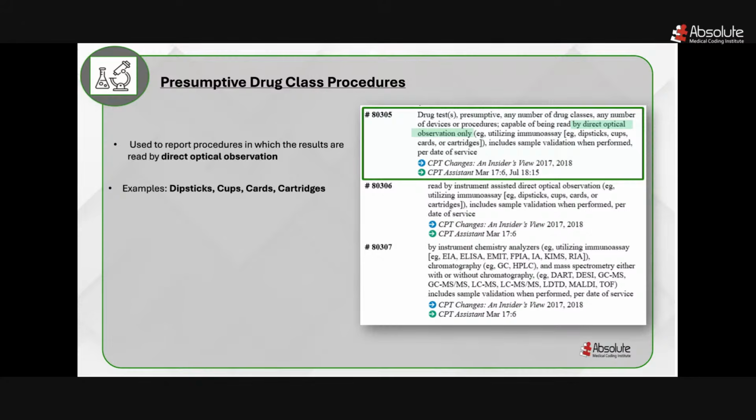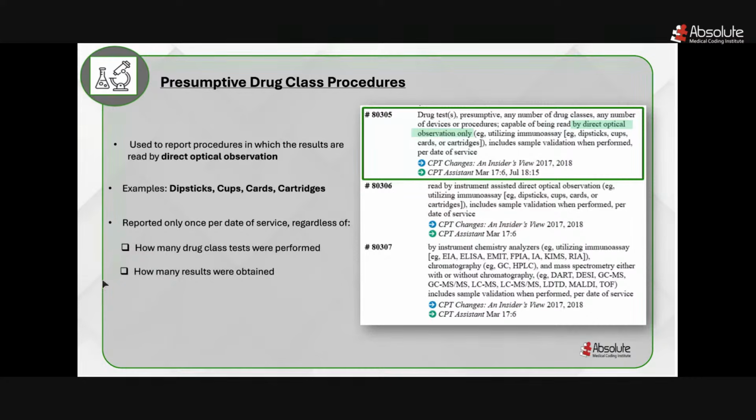Okay, and here is a coding tip. Report 80305 only once per date of service, no matter how many direct observation drug class tests were performed or how many results came back. And this guideline is the same for all three CPT codes, 80305 through 80307. So even if you run multiple dipsticks for different drugs, it is still just one 80305 for that particular day.